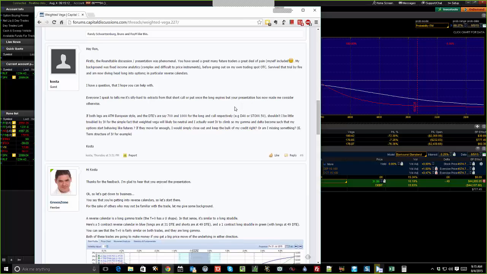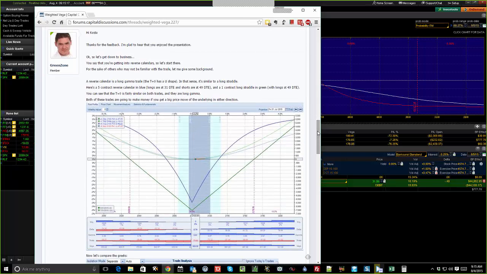That's far out in time. So I went through and did a bit of a write-up here on how all this stuff works. Very briefly, in green we've got a long straddle, and I've sized it such that these trades are roughly similar. So you can see here that I've got a 5-contract reverse calendar and a single contract straddle. They're not equal in terms of contracts, but it's a good ratio just to show how these things compare. Again, a long straddle in green, and a reverse calendar here in blue.